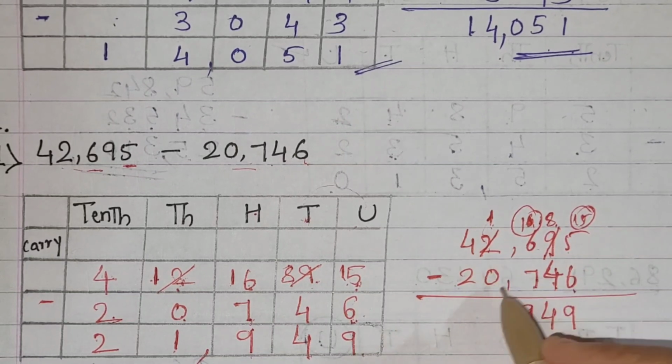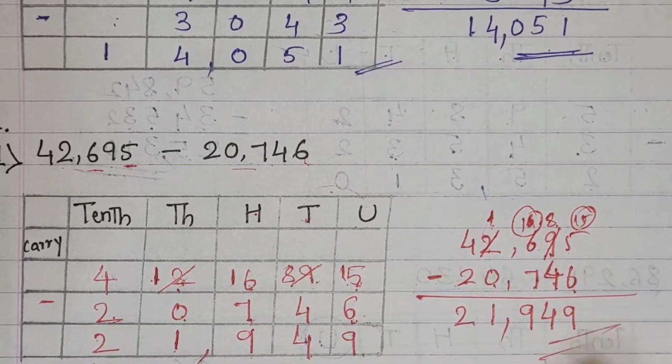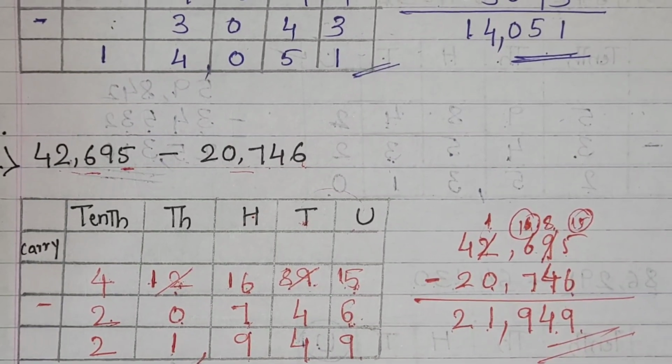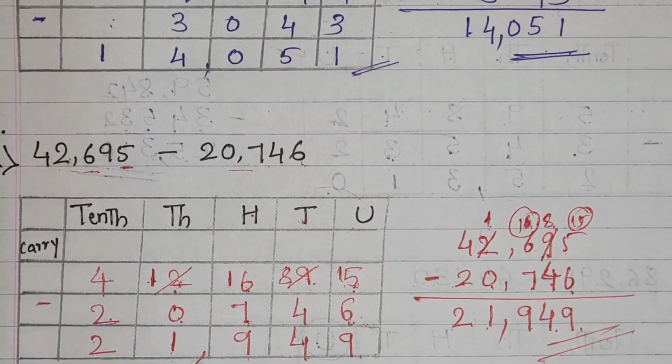So now 1 minus 0 is 1, 4 minus 2 is 2. So let's put the comma. So what is our answer? 21,949 is our answer. Got it, children? Yes. Now let's move to the next example.